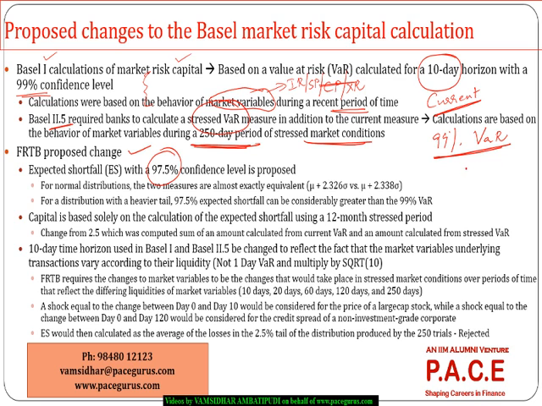Right, the ES at 97.5% confidence level. This is what they have tried to propose. So basically when I am talking of ES at 97.5% confidence level, I have to look at this tail, right? This is what is 97.5, which is the 2.5% area.